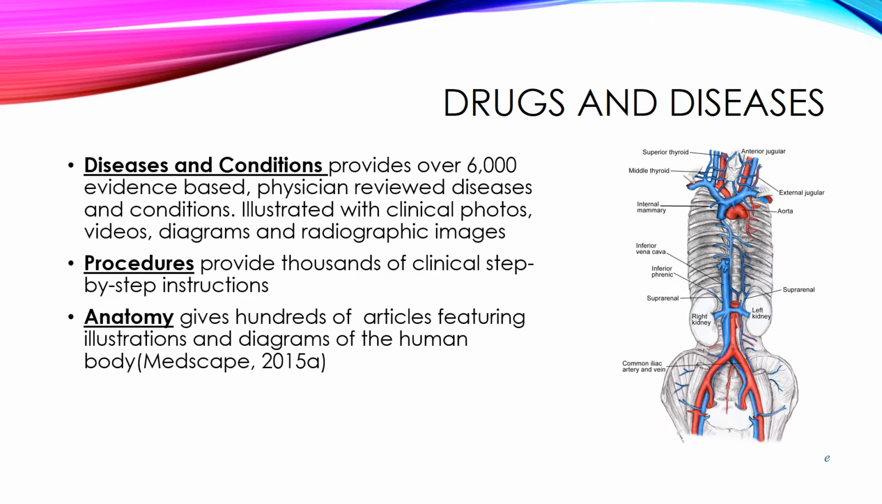Diseases and conditions provide the nurse with over 6,000 evidence-based and physician-reviewed diseases and conditions. They come illustrated with photos, videos, diagrams, and radiographic images. Procedures provides thousands of clinical procedures, giving a clear step-by-step instruction. The anatomy section gives illustrations and diagrams of the human body. These are great resources for a nurse to quickly locate a disease process or a procedure and be able to answer questions accurately.